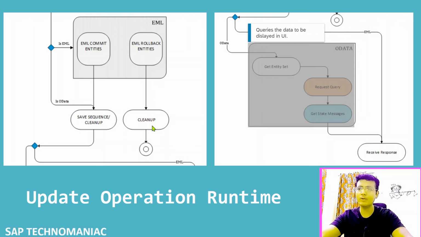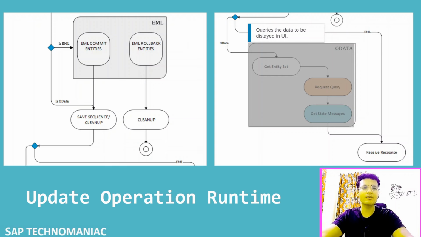In case of rollback, cleanup will happen. In case of commit entities also, the save sequence will be triggered. Once the save sequence is triggered, there are 5 methods: finalize, check before save, save, cleanup, and clear. These 5 methods will be triggered, which I have explained in my previous video. Once everything is okay, then one OData call will be triggered from the backend to read back the data that we have updated, and the response will be sent back to the front end. This is how the update operation runtime happens.